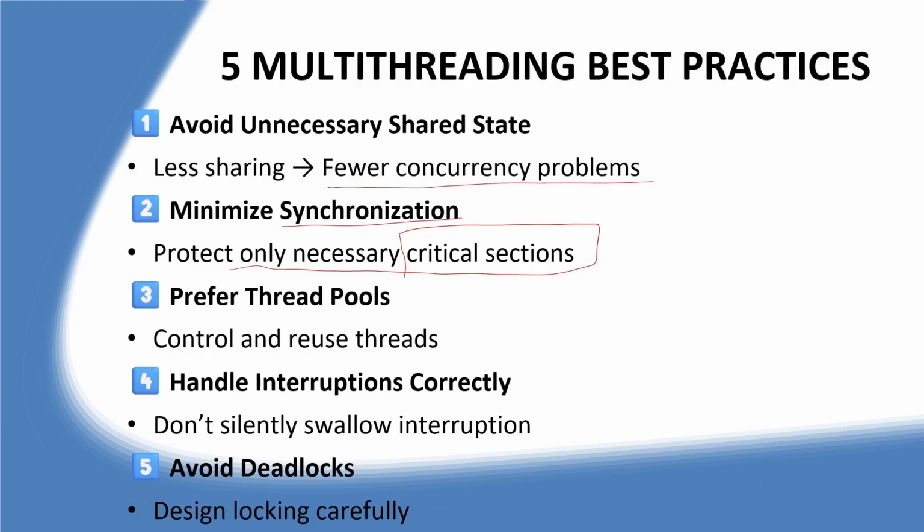The third is to prefer managed executors and thread pools when working with many tasks. Always prefer thread pools to control and reuse threads. The fourth is to handle interruption correctly. Do not simply catch InterruptedException and silently ignore it. And the fifth one is to design your locking strategy carefully to avoid deadlocks. These practices all have one goal: to make concurrent code easier.